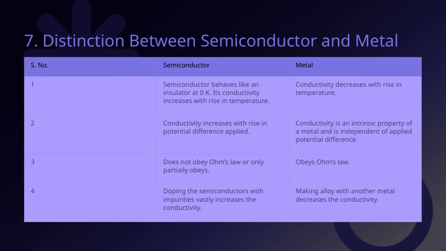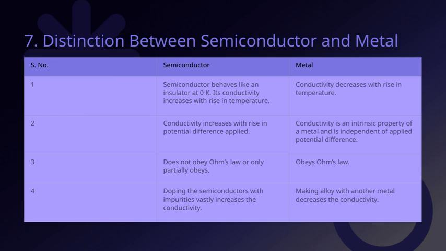In contrast, metals have a different behavior. Their conductivity decreases as the temperature goes up, mainly because higher temperatures cause more lattice vibrations, which scatter electrons more and hinder current flow. Next, when we apply a potential difference or voltage, the conductivity of semiconductors increases. This is due to the fact that more charge carriers are generated or become mobile with higher voltage. However, in metals, conductivity is an intrinsic property. It's largely determined by the metal's own structure and isn't significantly affected by the applied voltage.